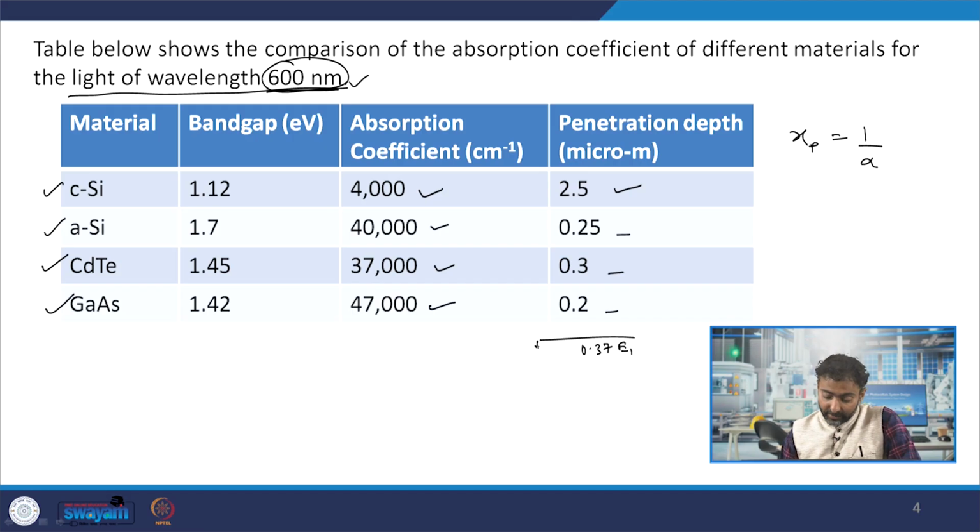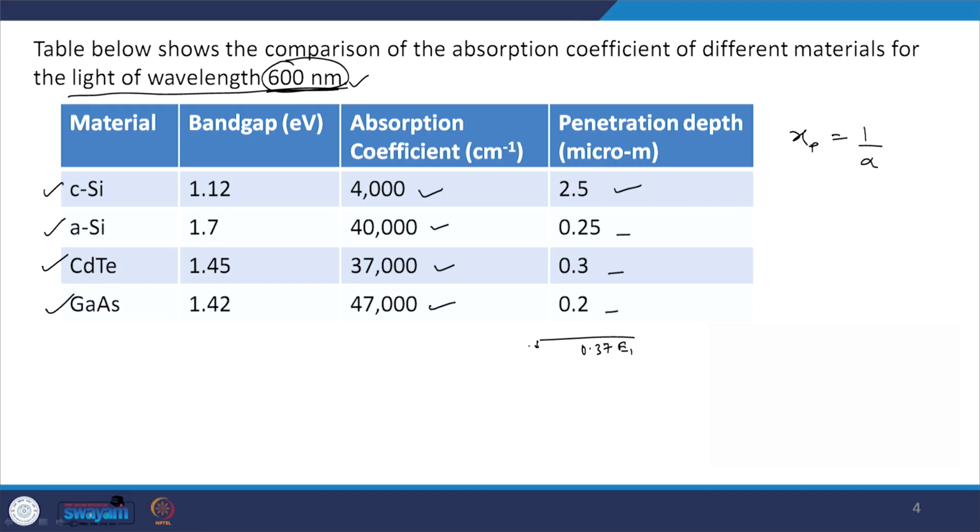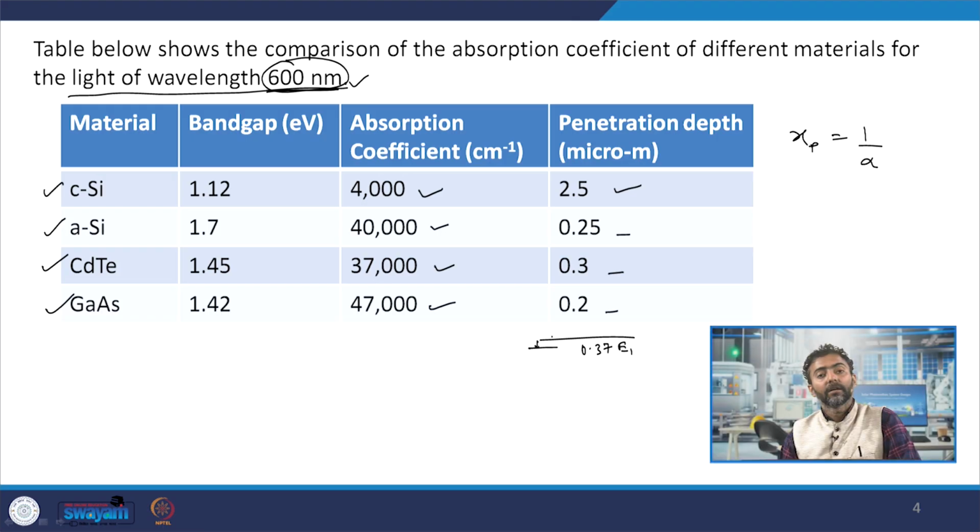That means almost 63% of the radiation intensity is absorbed within the 0.2 micrometer layer from the surface for a gallium arsenide solar cell. On the other hand, for a silicon solar cell, it takes around 2.5 micrometer to absorb roughly 63% of radiation, that is, 63% is absorbed in the top 2.5 micrometer from the surface.